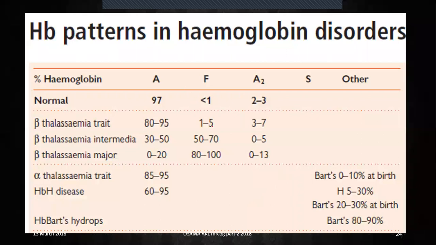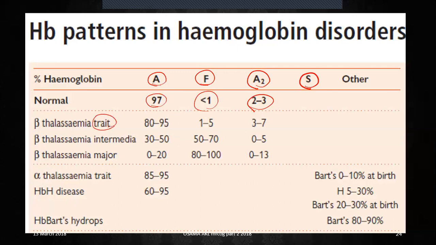Okay, we have here adult hemoglobin, fetal hemoglobin, adult type 2, sickle hemoglobin, and others. In a normal person, most of the body contains hemoglobin adult type 1. Less than 5% is adult type 2, and about 1% is fetal hemoglobin.